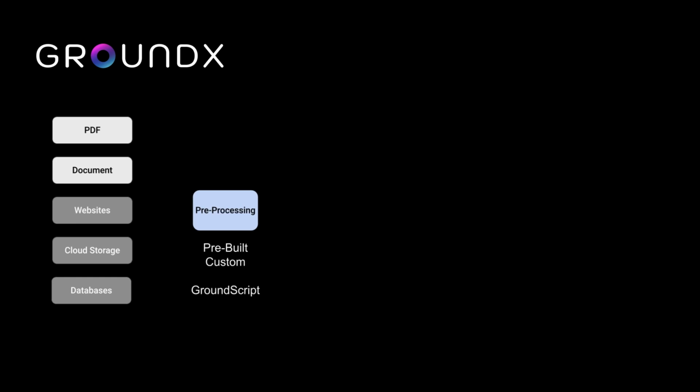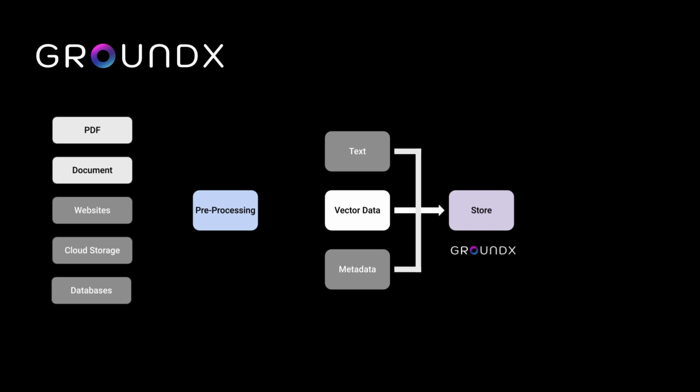And the purpose of pre-processing is to extract text, add relevant metadata as the text is being extracted. And this can be done using a library of pre-built preprocessors that GroundX provides, or by writing your own custom preprocessors using proprietary scripting language we call GroundScript. We then store a vector representation of your text, much like Pinecone, but we also save this enhanced metadata that has been added during the ingestion, as well as raw text.